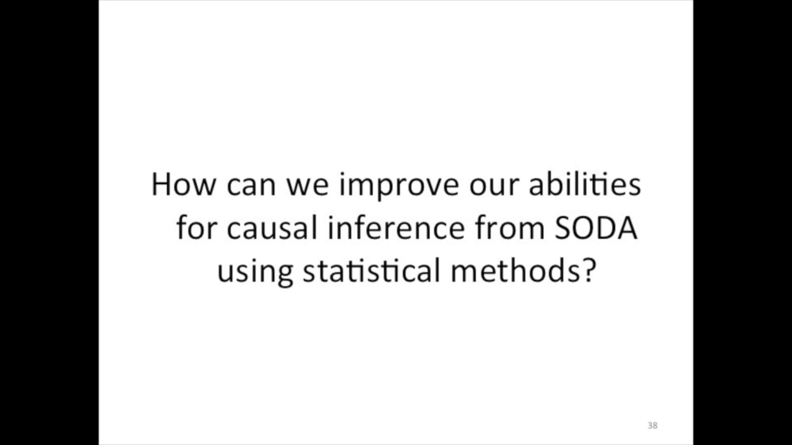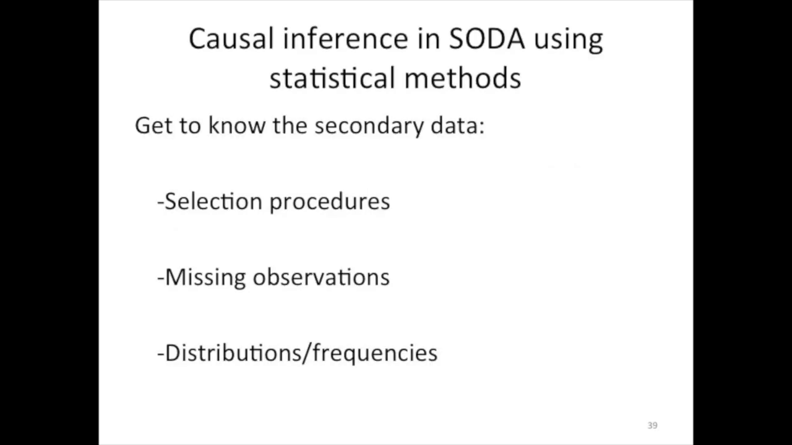So an important question in the secondary observational data analysis is how can we improve our abilities for causal inference from secondary observational data analysis using statistical methods? First, since you did not collect your secondary data yourselves, getting to know them is of major importance before proceeding to statistical modeling. You should get to know everything you can about selection procedures. You need to examine any missing observations and reasons for missing observations, and perhaps you should consider doing something about it, for instance, multiple imputation.